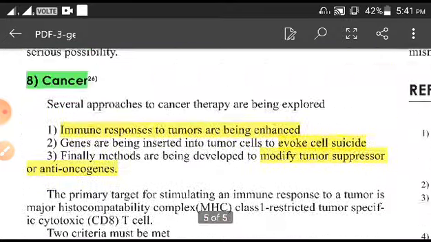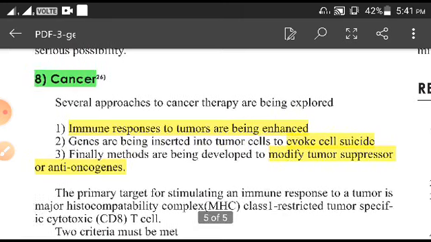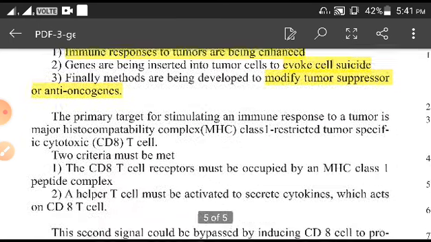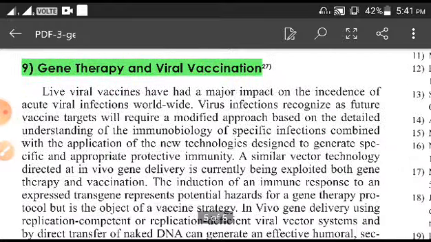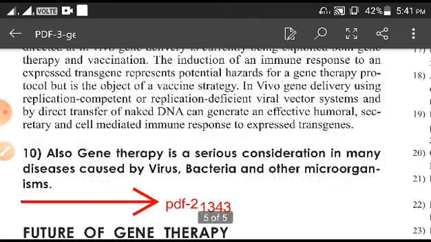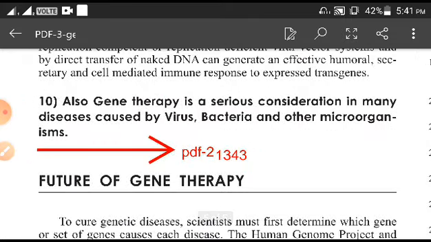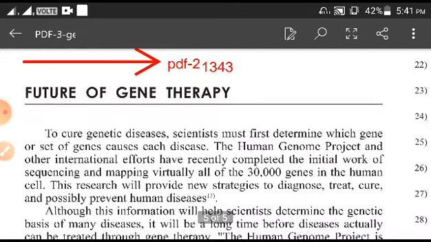These are some more applications where gene therapy is there. It can be applied in cancer treatment as well. Also it is applied for other viral vaccinations. And if you want to read more, there is a short piece of information about the future of gene therapy.